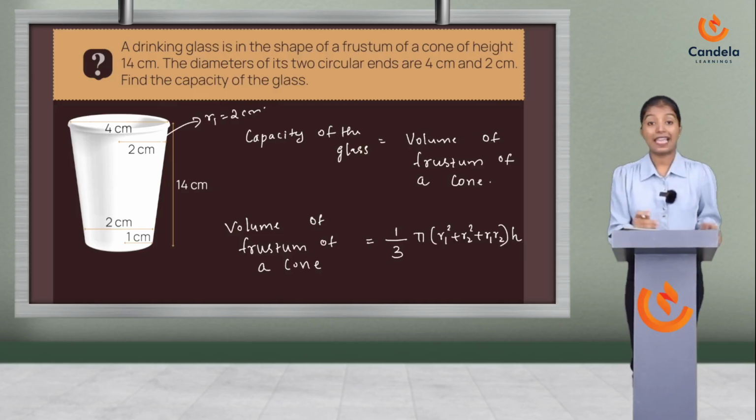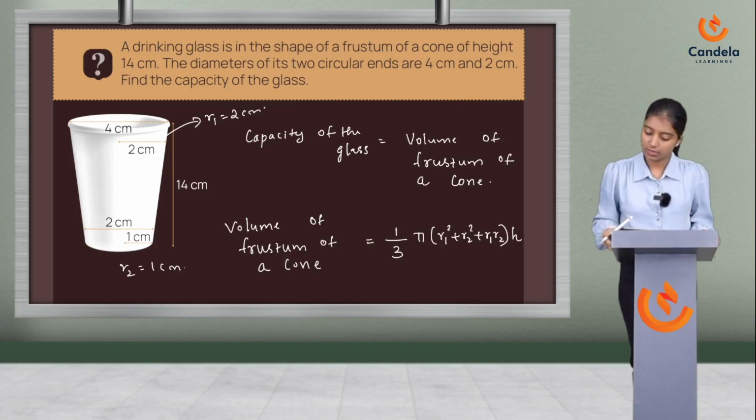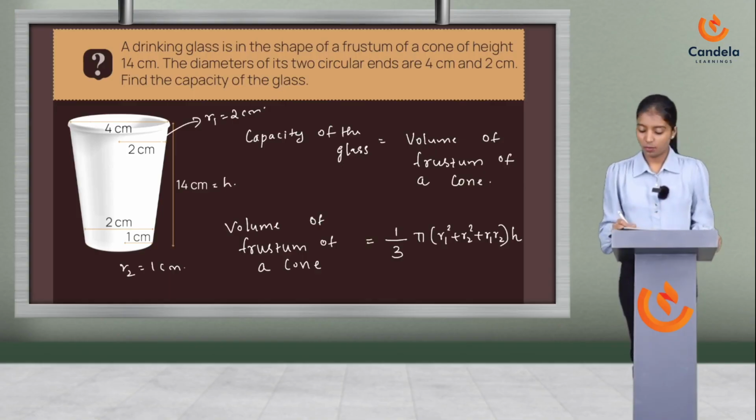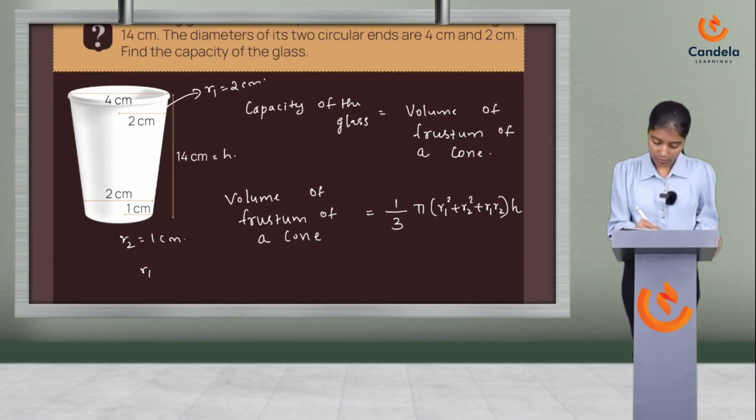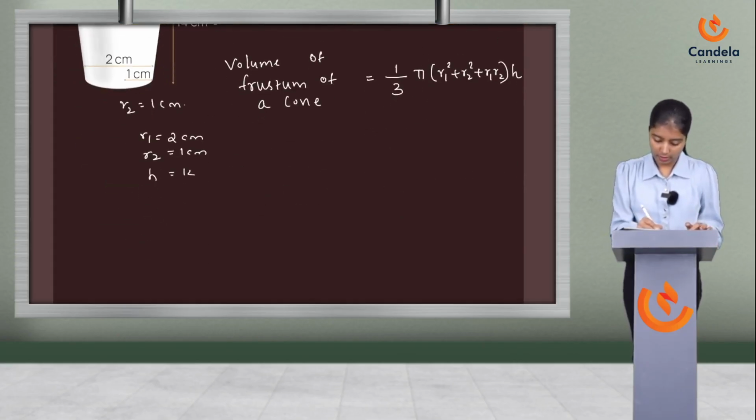So there the diameter is 2 centimeter, so the radius will be 1 centimeter. So R2 can be denoted as 1 centimeter. And H is also given in our question, that is 14 centimeters. So this is our H. So we have the values: R1 is equal to 2 centimeter, R2 is equal to 1 centimeter and H is equal to 14 centimeter.